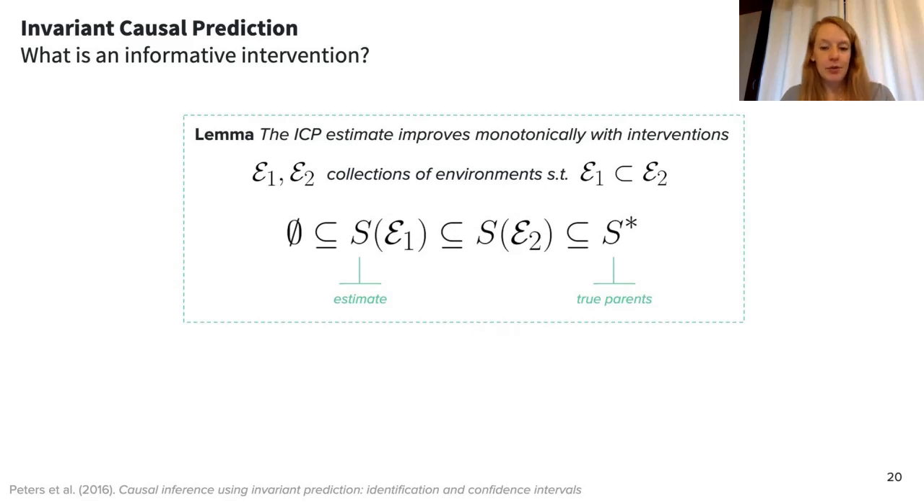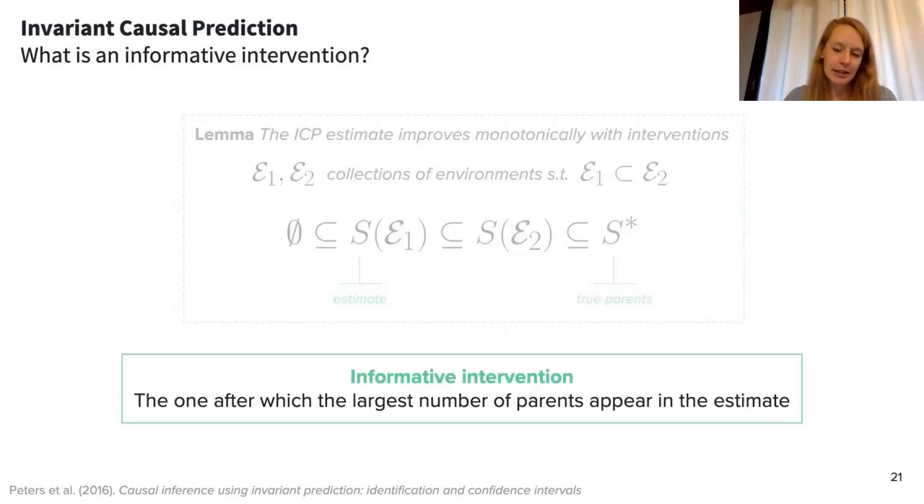But now recall that ultimately we're interested in an active causal learning setting. So we do have the option to collect these environments ourselves and then hopefully to collect them in a smart way such that we'll be as close as possible to S star. So the ultimate question we want to answer is, how can we choose informative interventions? But for that, we first need to settle the question, what is an informative intervention in the first place? And for that, we'll say the most informative intervention is the one after which the largest number of parents appear in the estimate.